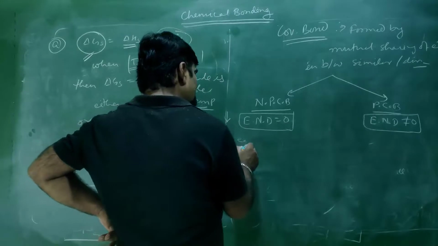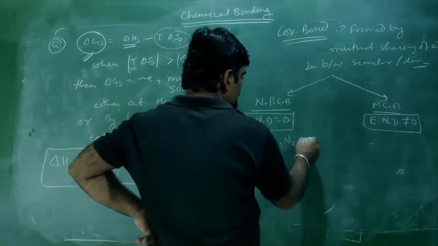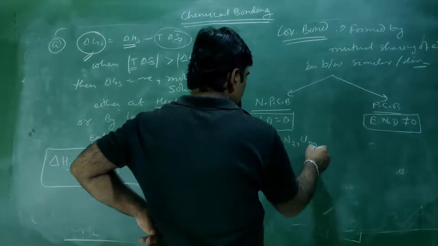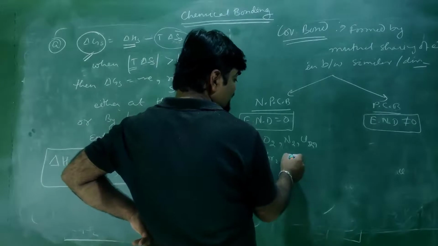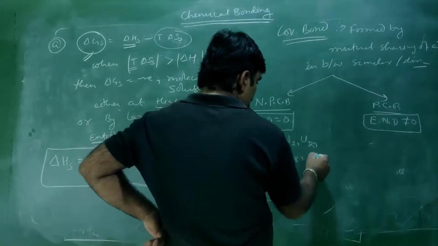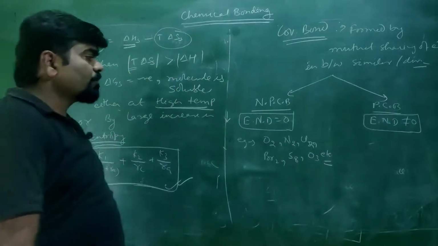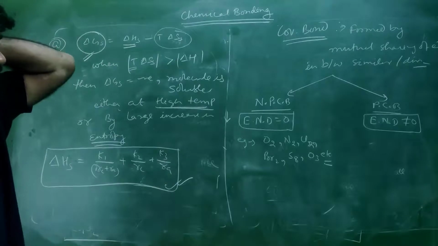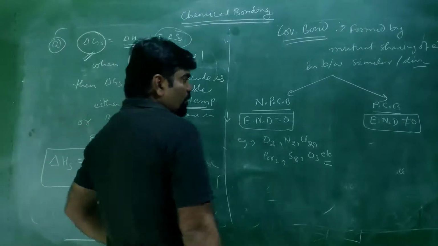For example, O2, N2, Cl2, Br2, S8, O3, etc. So, if the electronegativity difference between two or more atoms is equal to 0, then they will form a non-polar covalent bond.